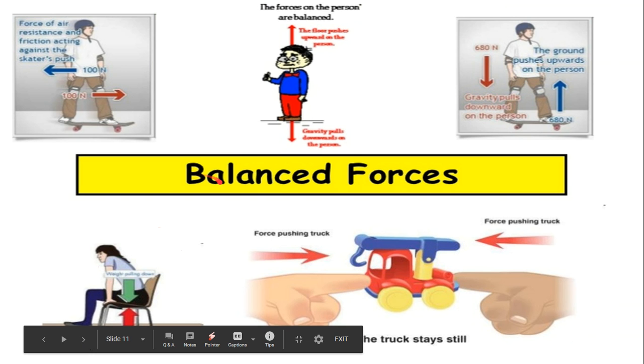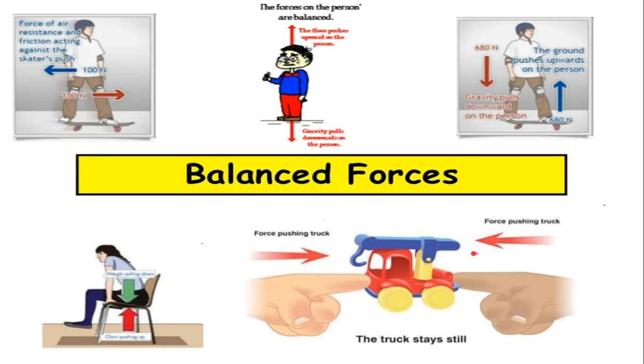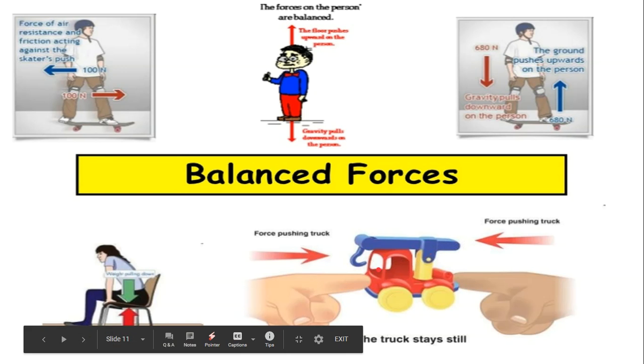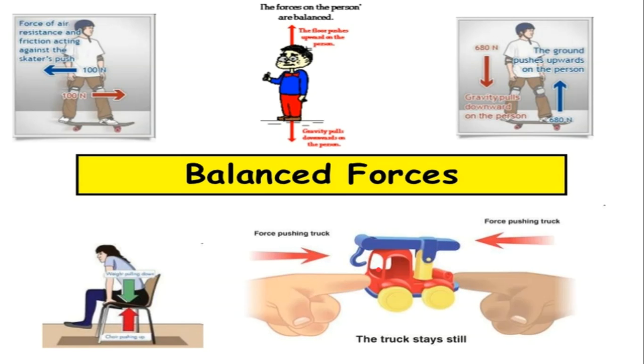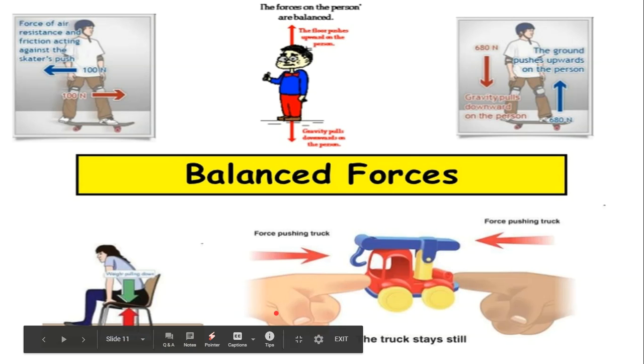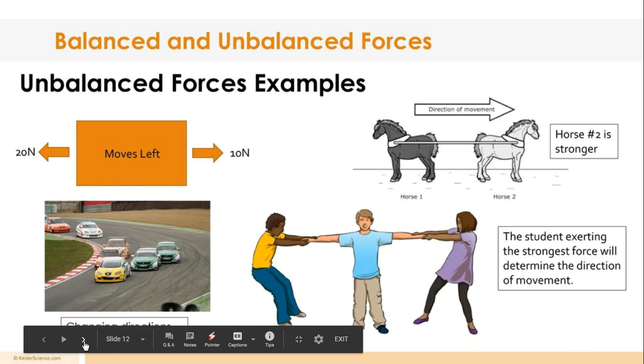In this slide, we see various examples of balanced forces. Let me draw your attention towards this figure. It is a toy truck which is being pushed by a force from the left side, and it is also being pushed by the force from the right side. Since both the forces are equal and opposite, the truck stays still. Hence, balanced forces are a pair of forces that are equal in magnitude but opposite in direction. Their resultant force is zero.